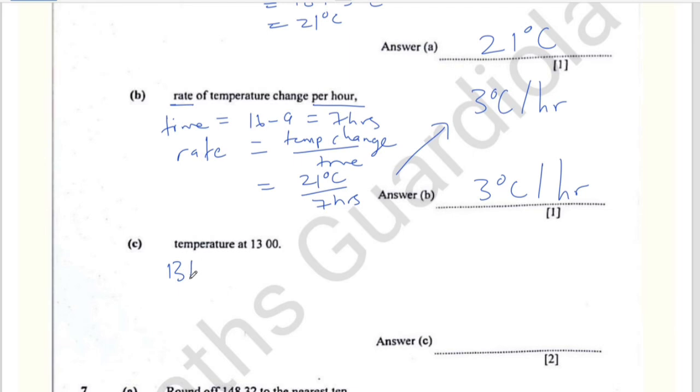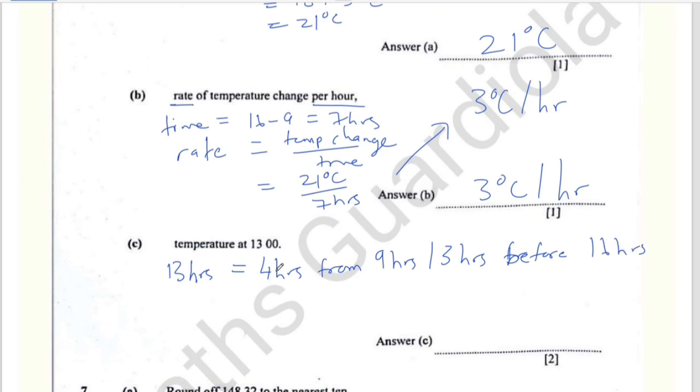So 13 hours from the start time, which is 900 hours in the morning, is 4 hours. So 13 hours is 4 hours from 9 o'clock in the morning. Or we can also say 13 hours is how many hours before 16. It is 3 hours before 16. So that will help us to calculate, and the answer will be the same.